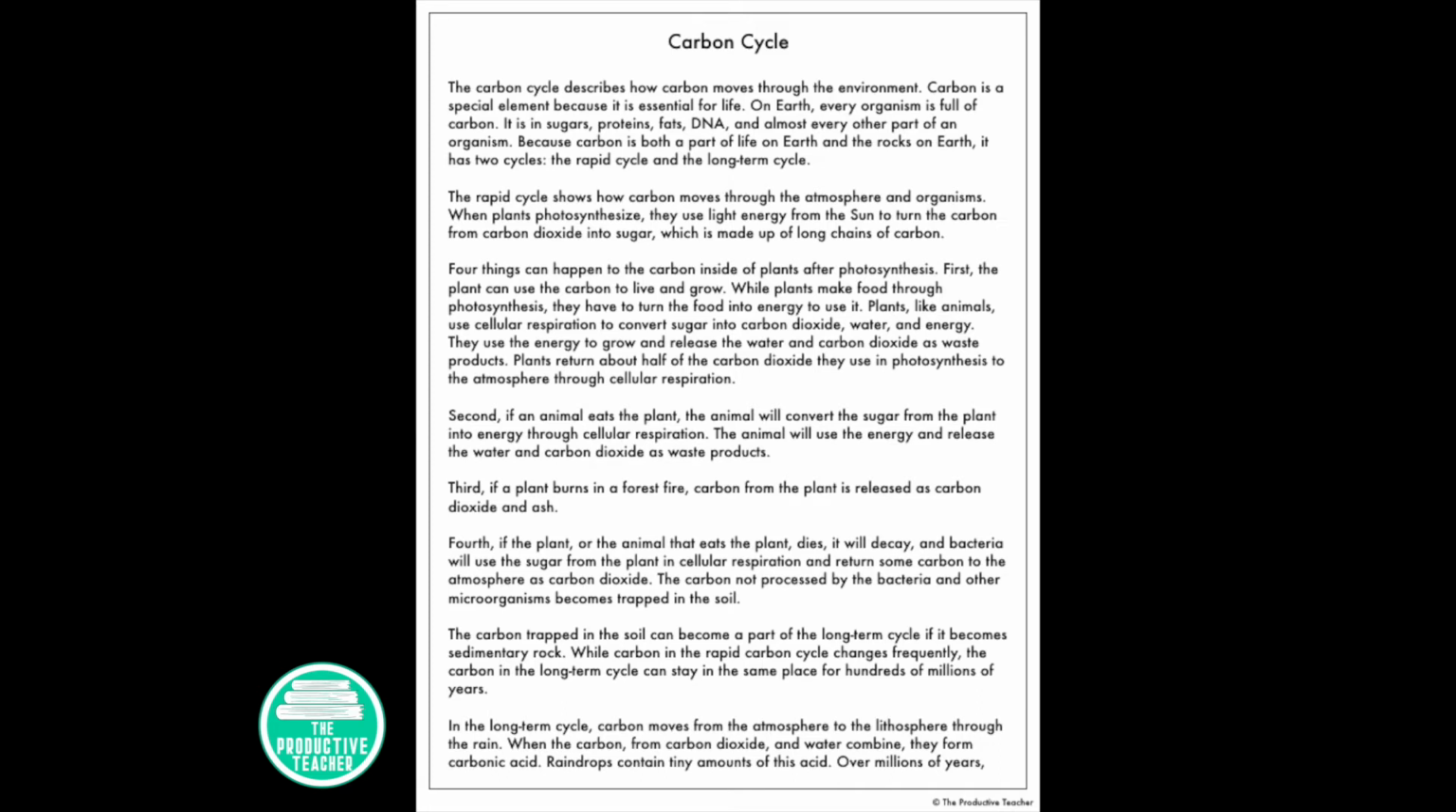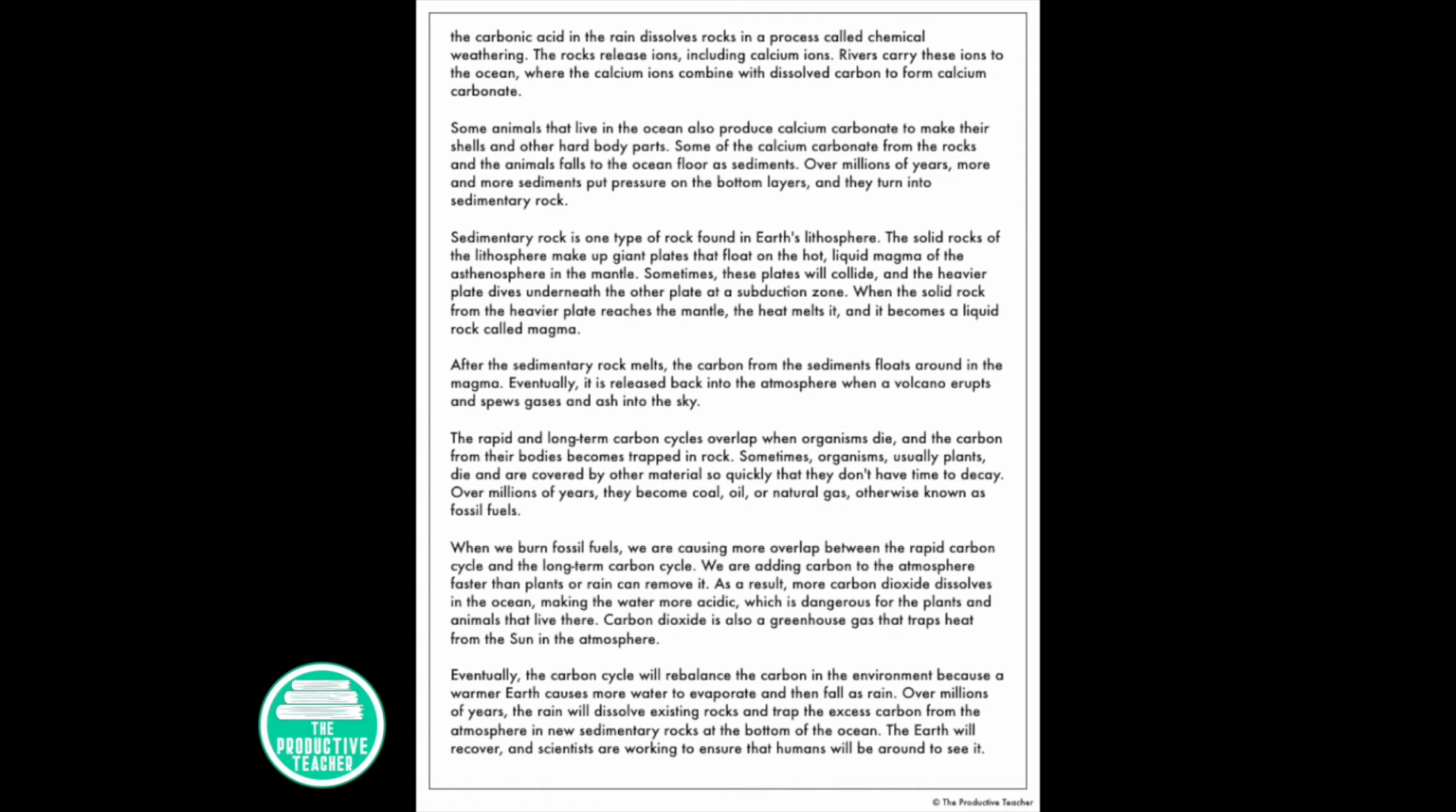While carbon in the rapid carbon cycle changes frequently, the carbon in the long-term cycle can stay in the same place for hundreds of millions of years. In the long-term cycle, carbon moves from the atmosphere to the lithosphere through rain. Carbon from carbon dioxide and water combine. They form carbonic acid. Raindrops contain tiny amounts of this acid.